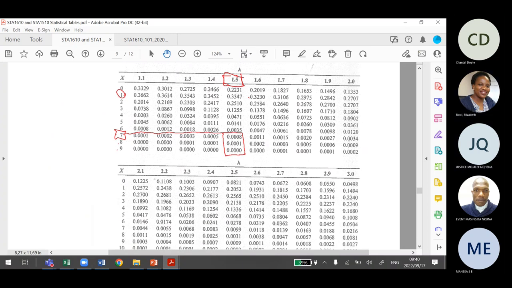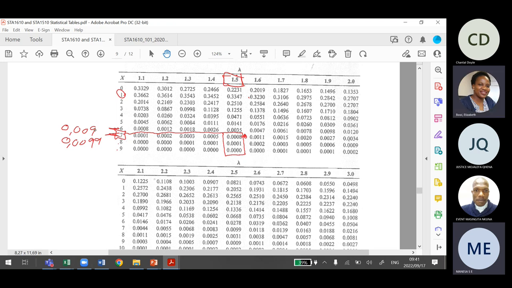So you probably, at this point, on your table, you are on 0.0099, where x is 7. And at that point where x is 8, you are 0.0092. On my table for 7, it's 0.9998.